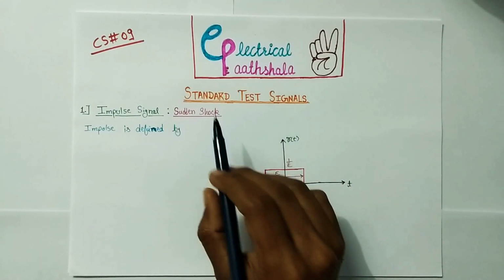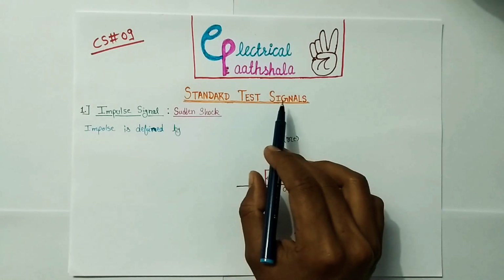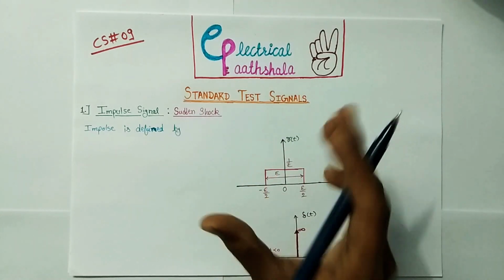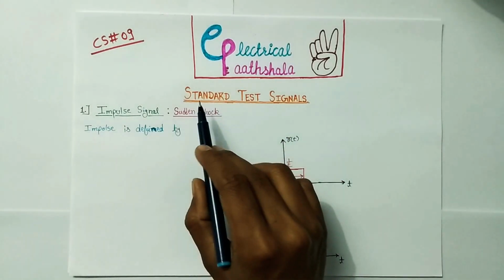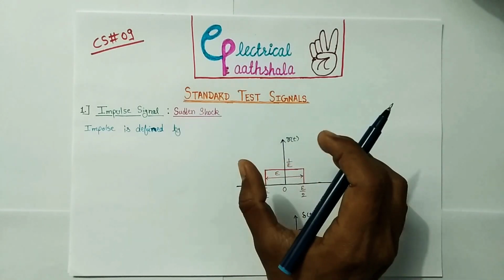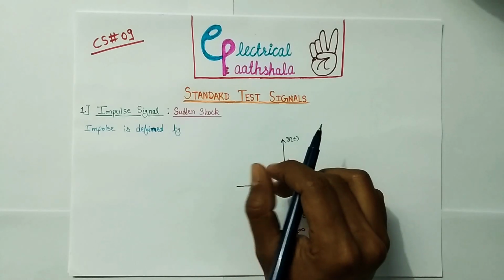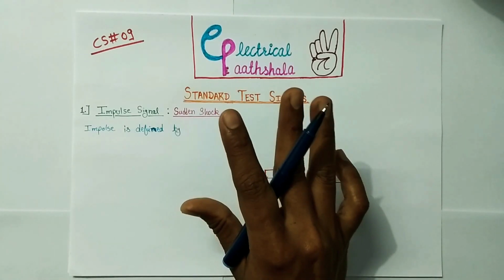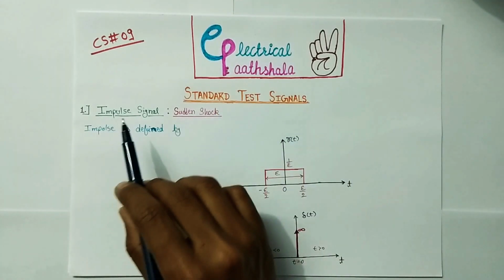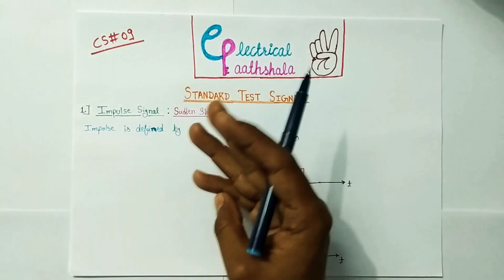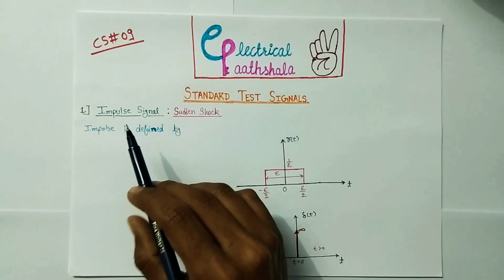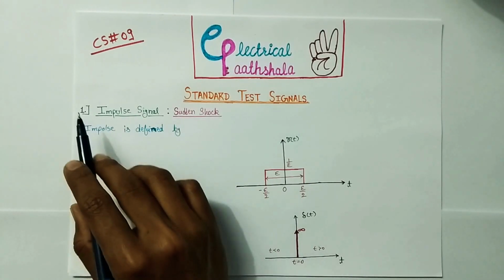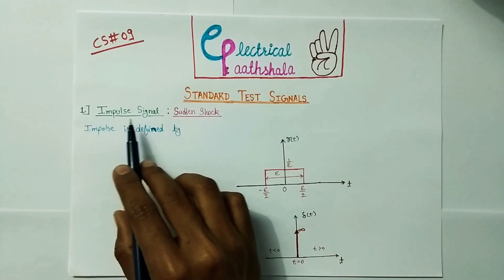In today's video, we are going to study about standard test signals that we use in control system subject for the analysis of a control system. Now these standard test signals are used as input to the system. So we have four standard test signals, which are impulse signal, step signal, ramp signal and parabolic signal. So we will talk about them one by one. So first of all, we will talk about impulse signal.